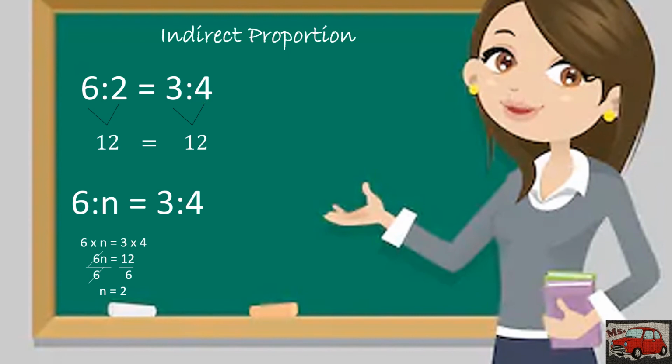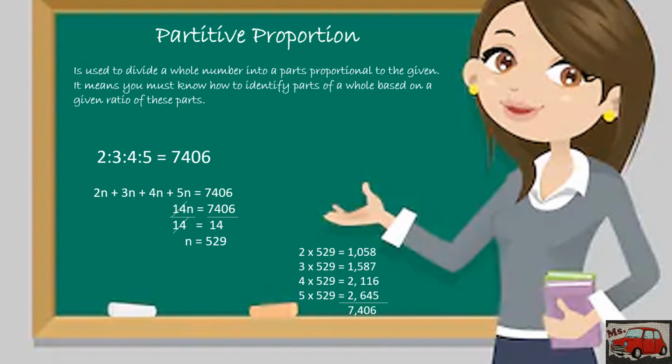Okay, so the last type of proportion is partitive proportion. So, ito naman, i-divide mo yung whole number into a part or parts na proportional dun sa given. So, for example, mag-birthday yung tatay nyo. And then, 4 kayo magkakapatid. Para sa handaan niya, you need to prepare 7,406. Dahil 4 kayo magkakapatid, hahatiin nyo yun. And yung ratio na gagamitin nyo is 2 is to 3 is to 4 is to 5. Okay? So, in short, magkano ngayon yung ambagan nyo kung ito yung ratio nyo magkakapatid?